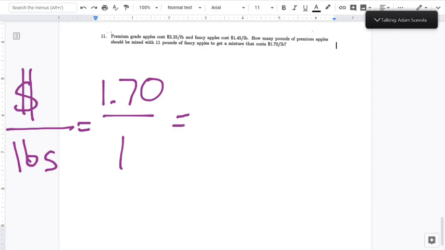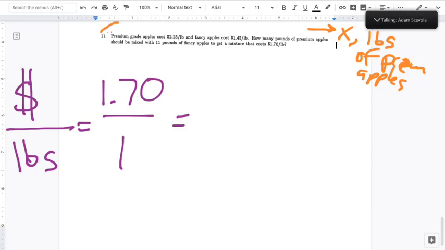That's telling us that our variable, if we call it x, should be pounds of premium apples. Identifying your variable is important early on. The cost of those premium apples is $2.25 a pound, so part of our cost is going to be 2.25 times x, because for every x pounds of apples, it's going to cost us $2.25. That adds to our cost, and it also adds to the weight of our bag. x is in pounds, so we just put x in our denominator.